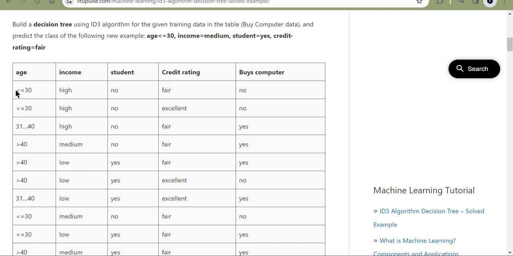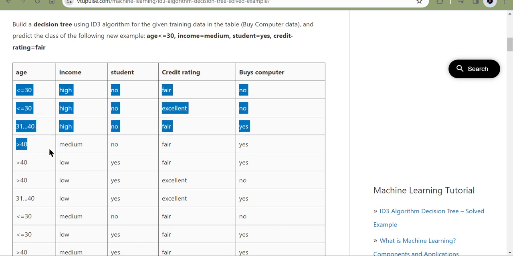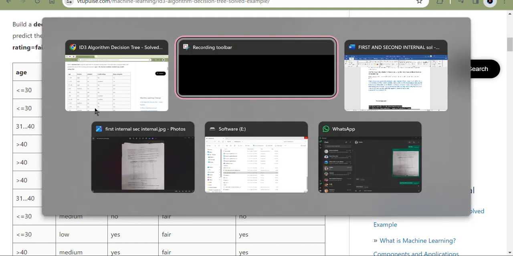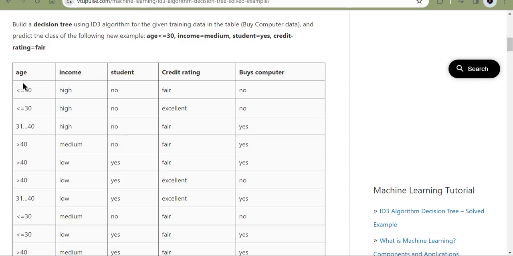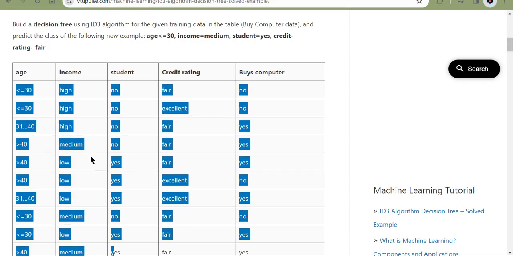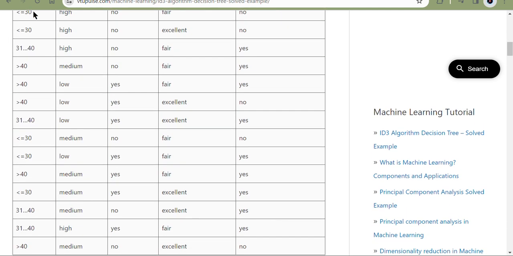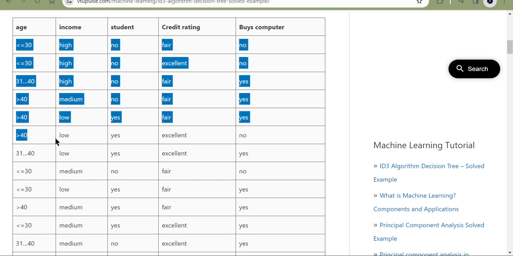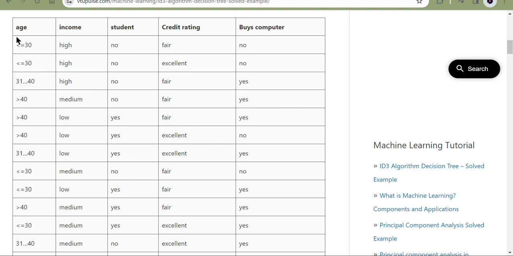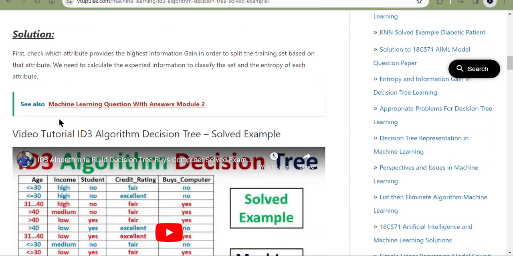The concept here, less than or equal to 30, is similar to youth, middle, senior in the table in the question. The concept is presented differently because they have taken age as less than or equal to 30 to show youth, and similarly for senior and middle. So it's like that. Now we will see the solution.